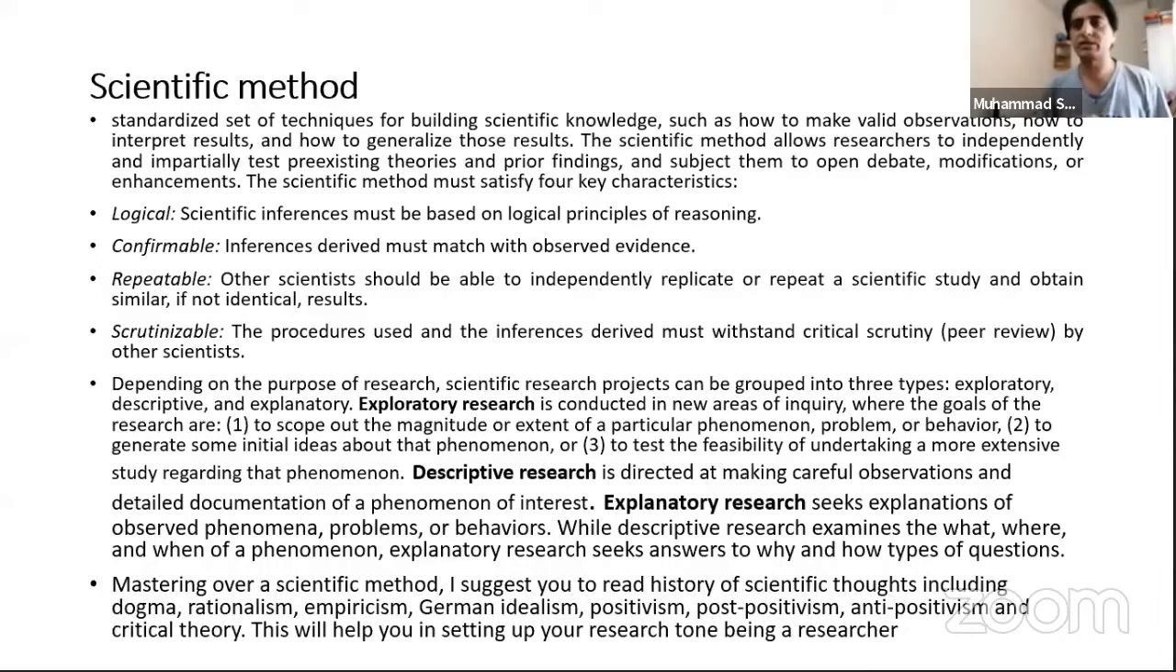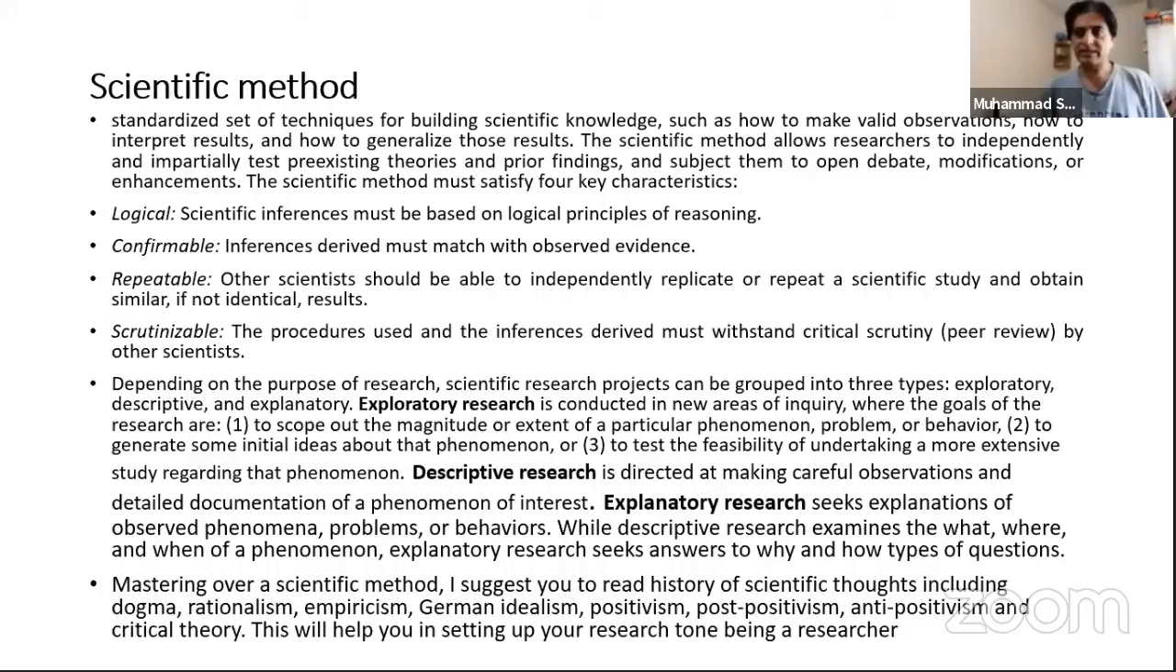For example, exploratory research is conducted in a new phenomenon, in a new area of inquiry, where the goals of the research are, number one, to scope out the magnitude or extent of a particular phenomenon, problem, or behavior. The second one is to generate some initial ideas about that phenomenon. And the third one is to test the feasibility of undertaking a more extensive study regarding that phenomenon.